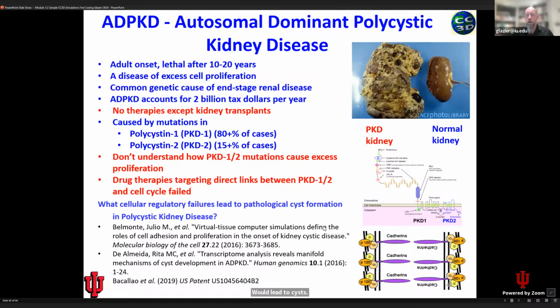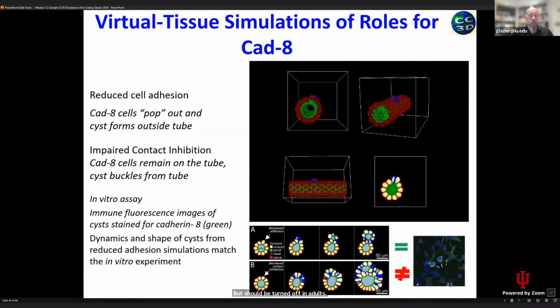And Bob Bacalhau in our School of Medicine here in Indiana noticed that in these cystic kidneys, there was expression of a cell adhesion molecule, cadherin 8, that's normal in juveniles, but should be turned off in adults. And the question was, what was it doing? Now, cell adhesion molecules do a couple of things. They make cells stick to each other, which is important, but they also send signals that measure the degree to which the tissue is coherent.